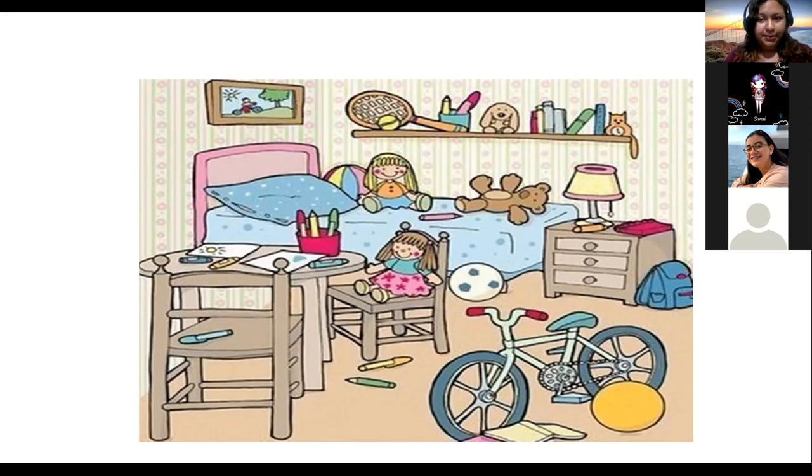Where is the teddy bear? The teddy bear is on the bed. Okay, very good. Good job. Where is the tennis racket? The tennis racket is on the shelf. Very good. Shelf. Yes, very good.